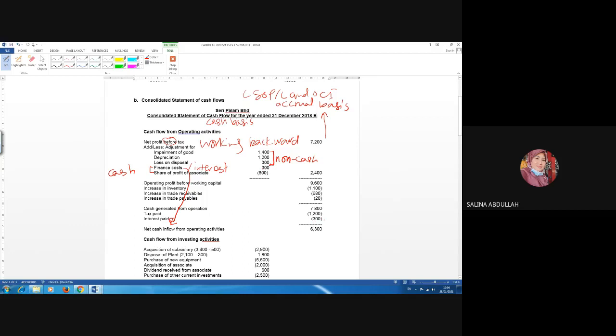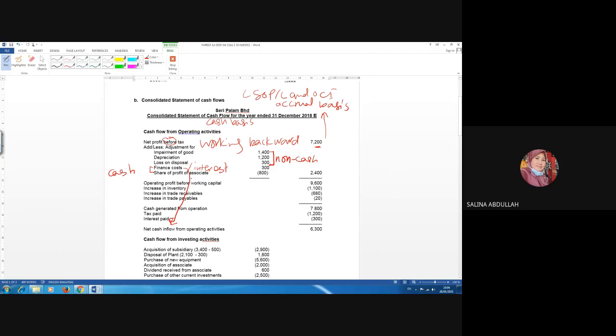The amount of interest paid as well is 300,000. So for this adjustment, what you need to do, you have to add back up here because you wanted to deduct down here. Okay, because finance costs basically have been deducted when you calculate this net profit before tax. So that will be adjustment for finance costs.